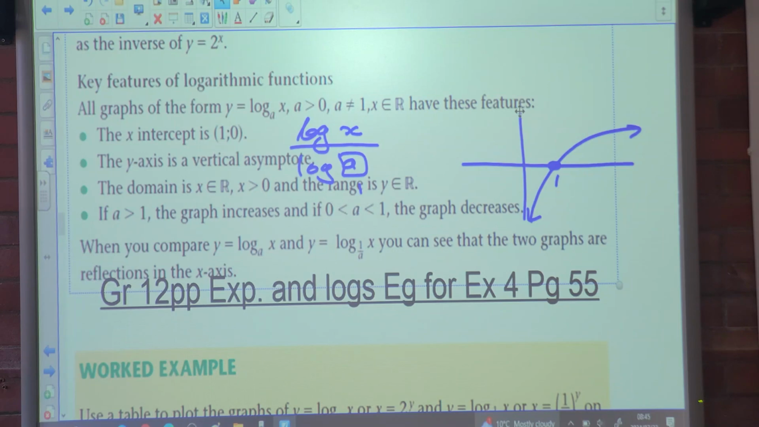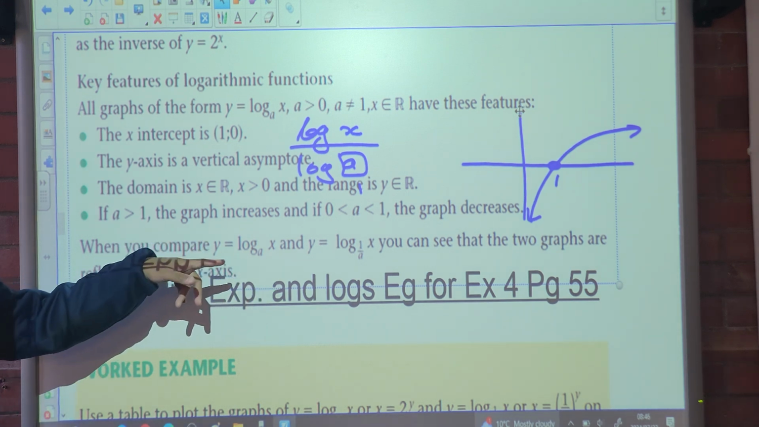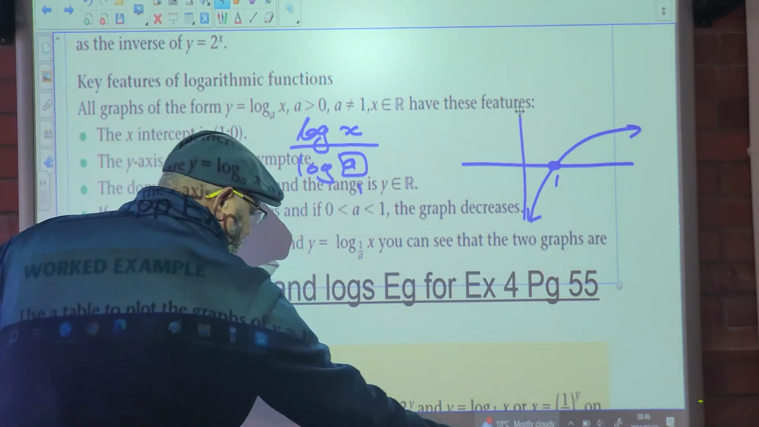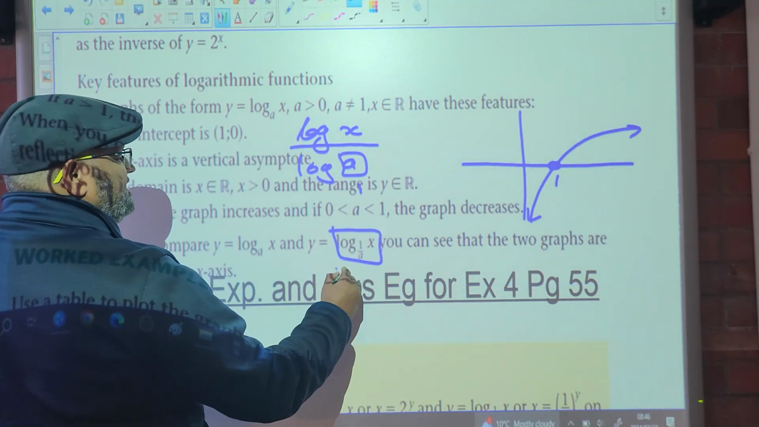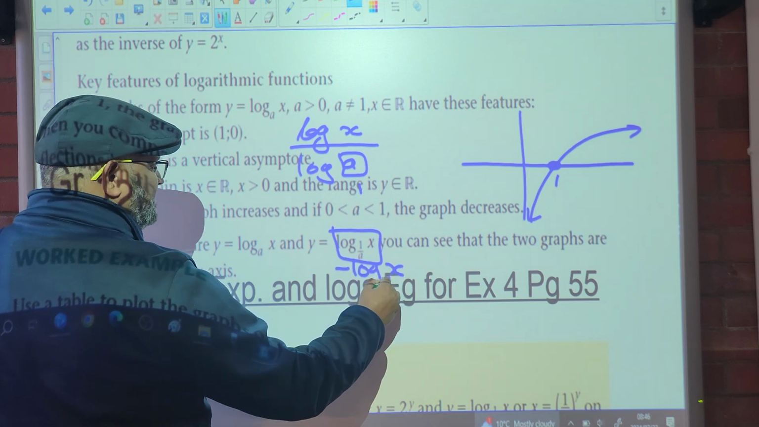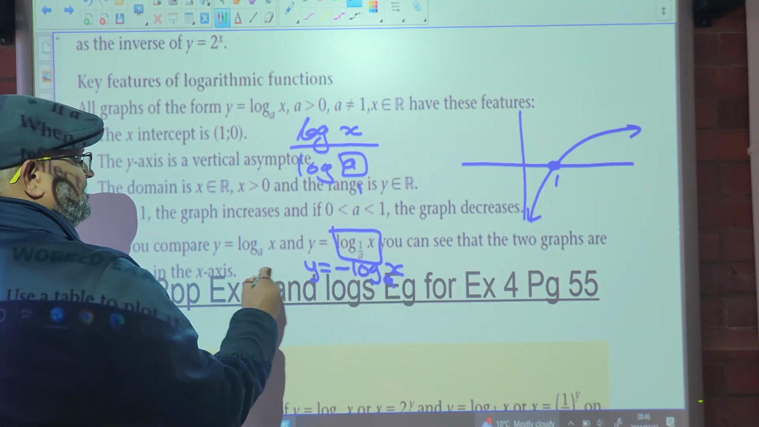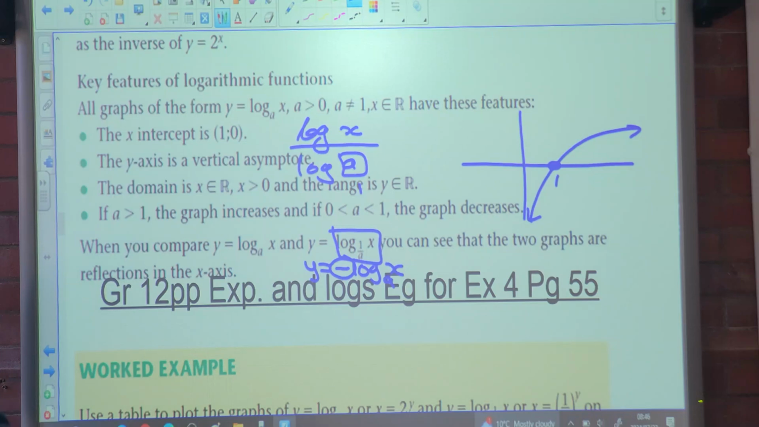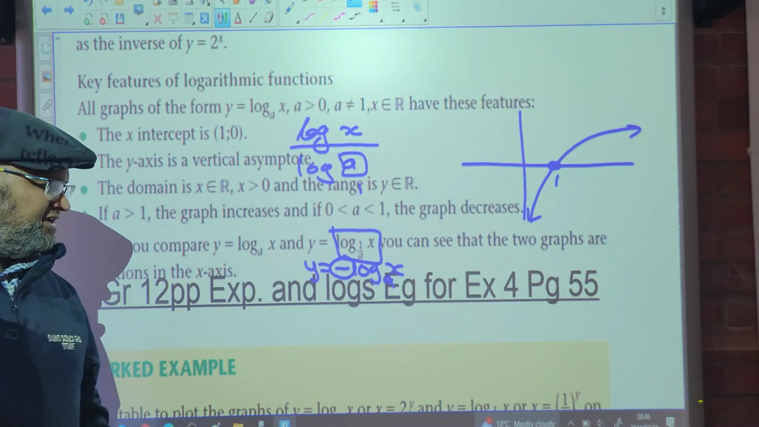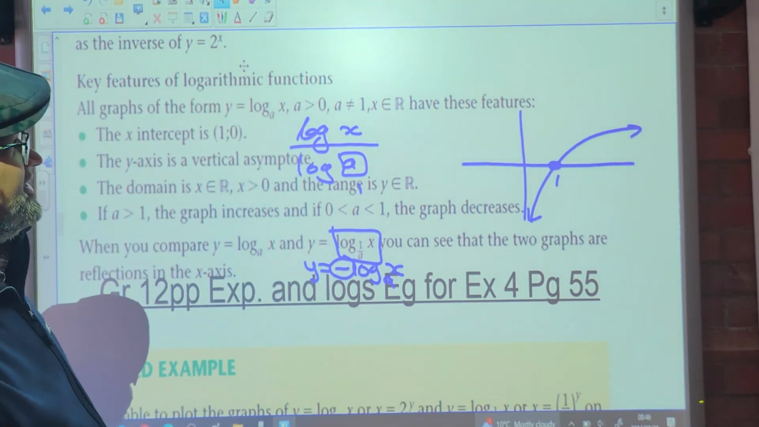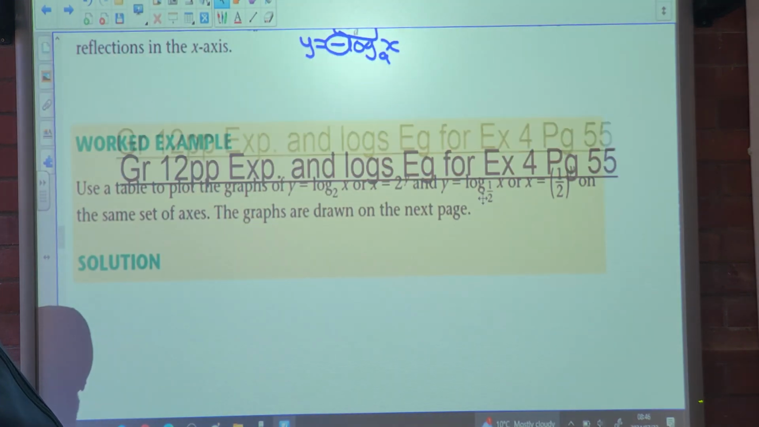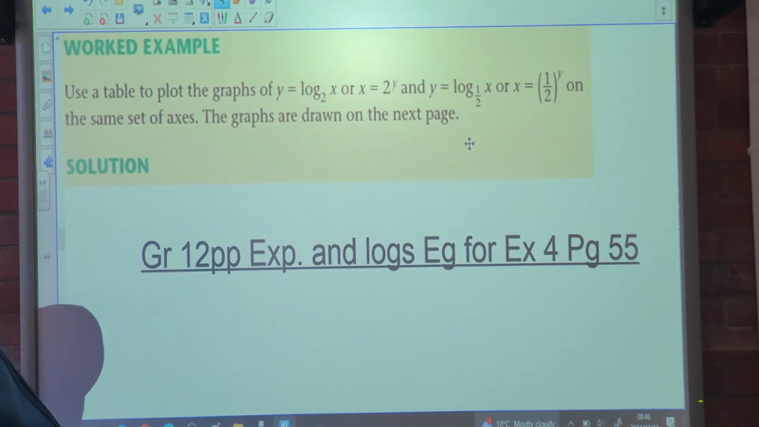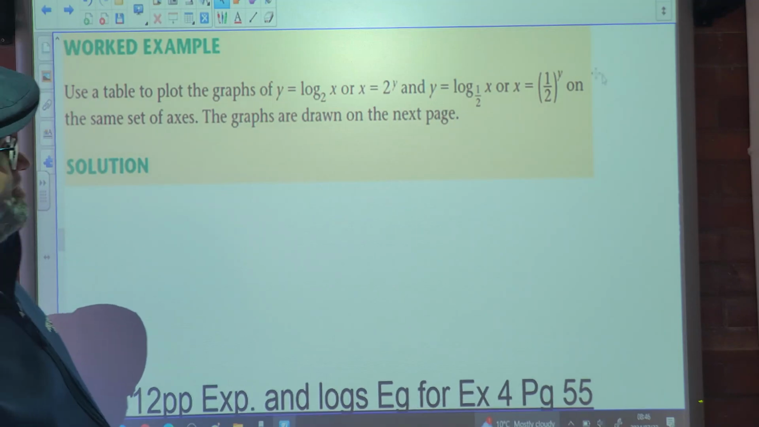When you're comparing y is equal to log x base a and y is equal to log x base 1 over a, you can see that the two graphs are reflections in the x-axis, and that's what we spoke about often. Okay? Why? Because this graph can be written as what? Negative log x base a. And in comparison, what do you see? It's a negative there. Okay, and that is why it's reflected in the x-axis. What's the rule if something is reflected in the x-axis? Y becomes negative.